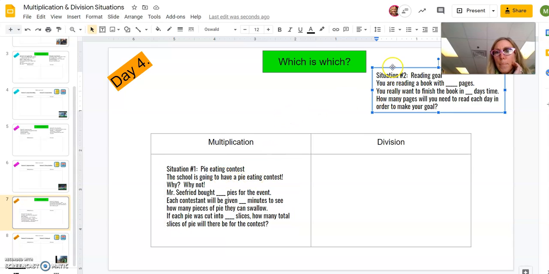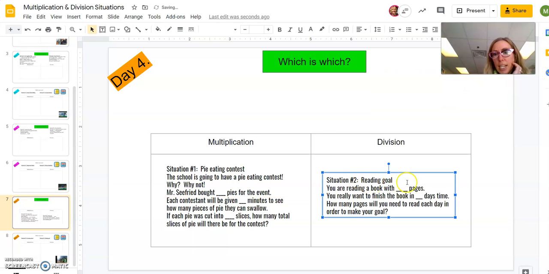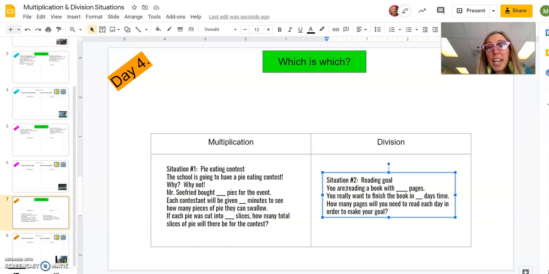Whereas the reading goal, that must be division, unless I mess this up. So let's see. It's called the reading goal. I always have some sort of reading goal with the books I'm reading. And I'm like, man, I want to finish this one by such and such a date. Maybe you want to finish it in one day, right? Not me. I typically want to finish it within a certain amount of days. But you are reading a book with pages. This book probably has more than one page. You really want to finish the book in days' time. How many pages will you need to read each day in order to make your goal?